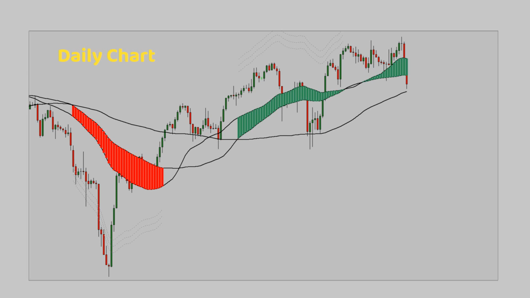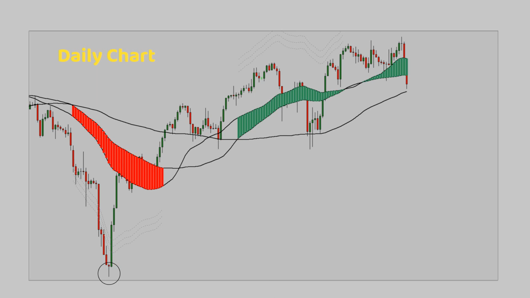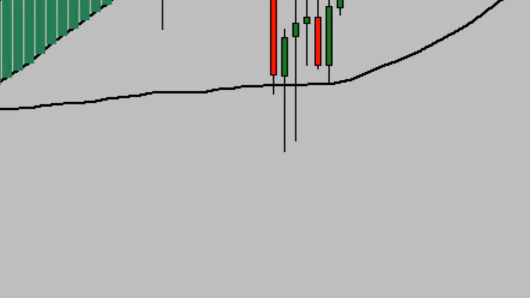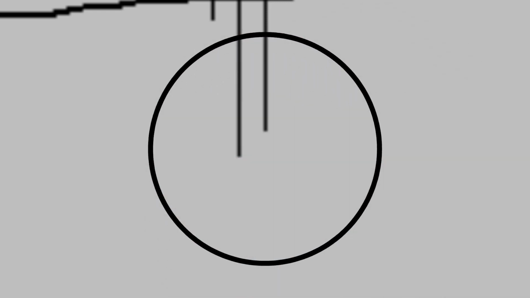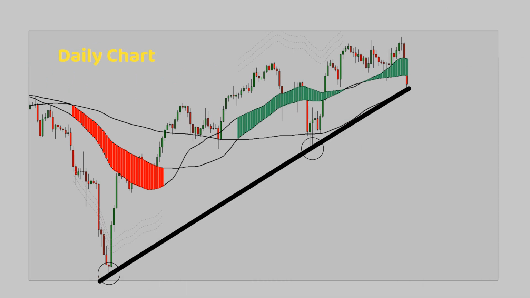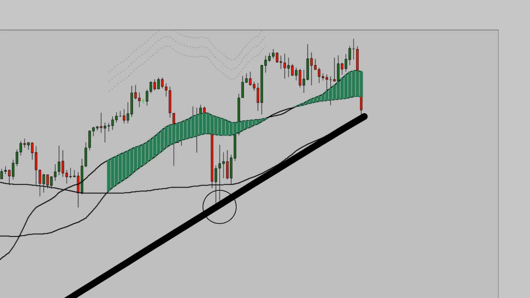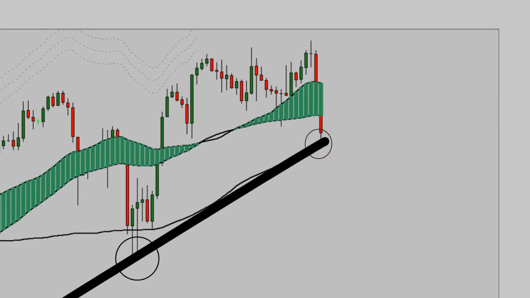Okay, let's draw the structure. Let me mark this point and mark this one as well. If we join the two, you've seen me doing this for quite a number of times, we can have that trend line. Okay, so we've drawn our structure. We start by drawing our structure. So once we have this structure, you can see that around that point price is actually sitting at that structure together, and the moving average is sitting there. So it's sort of similar to what you have seen on the UK 100.